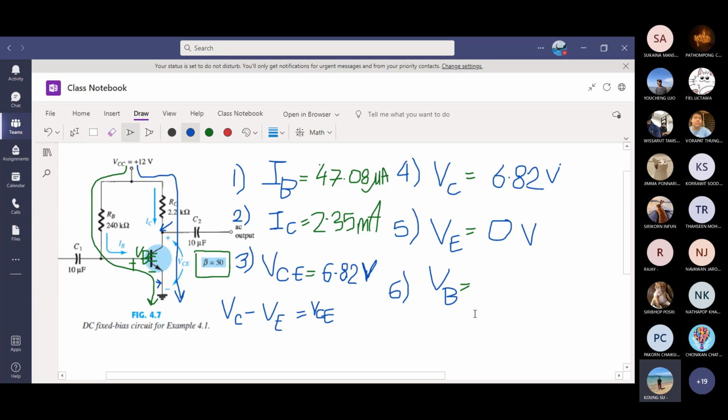VB is VBE plus VE. Correct. Using double subscript, you can write that. So what is the final value? 0. What is the value of VBE? VBE is 0. VBE is not 0. I told you already.